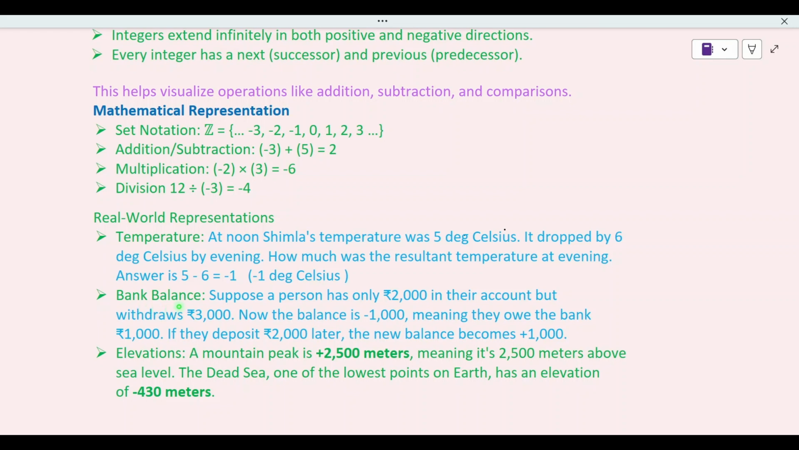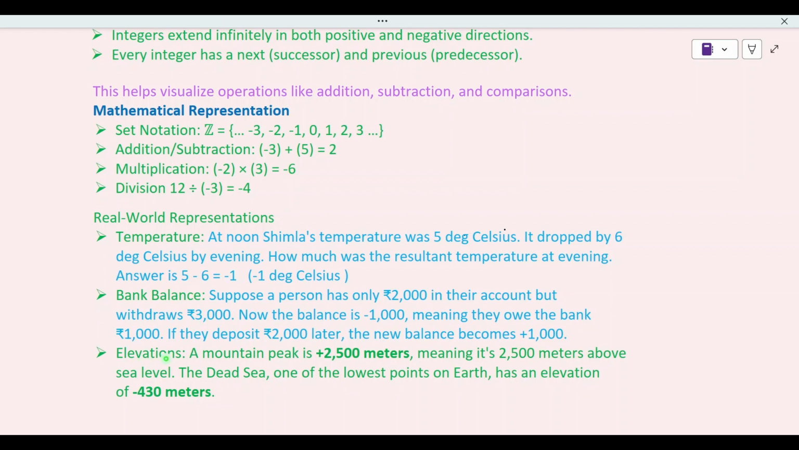In the case of a bank balance, suppose a person has only 2,000 rupees in their account but withdraws 3,000 rupees. Now the balance has become -1,000, meaning they owe the bank 1,000 rupees. And if they deposit 2,000 later on, the new balance would be 1,000 rupees. This way integers are used.